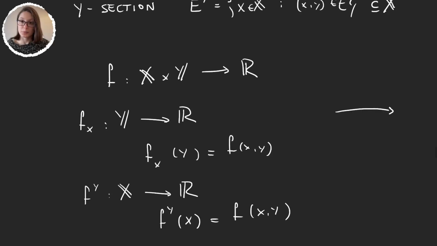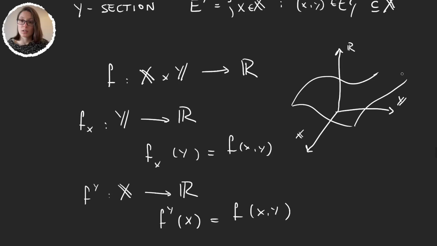So this is my space, my product space, say X, Y, and my function goes from this domain to the real numbers. So it's going to be some kind of surface. Of course, this is all just abstract thinking. So f is going to be some kind of surface like this.